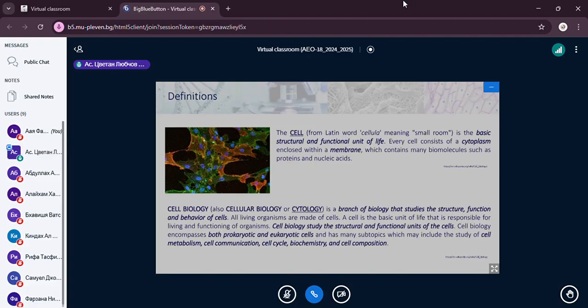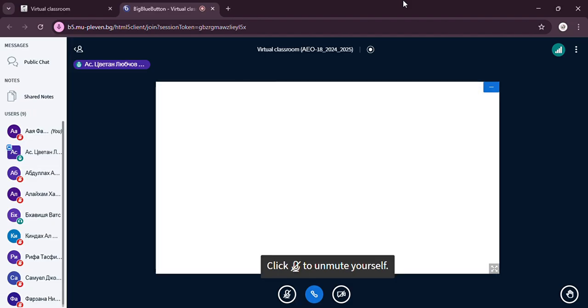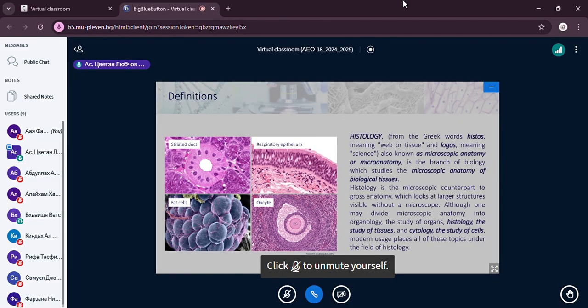But we know that organisms can be built of a single cell, these are unicellular organisms, or of multiple cells, those are multicellular organisms. Humans are multicellular organisms. This means that the cells which form them tend to group and form specific structures inside the organism, which we call tissues. Tissues can be of four different types. This is going to be our subject in histology. The science which studies the tissues is called histology.